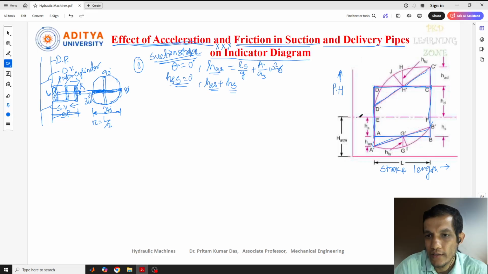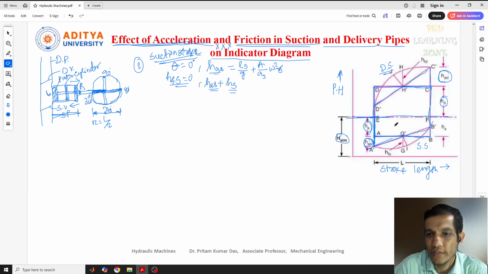If you see that one, this is our suction stroke, right? This is suction stroke, and this side is actually delivery stroke. Okay, in the suction stroke, if you see at the inlet, this is the suction head HS, and this is our delivery head, and along with that, the pressure head due to the acceleration at the suction was added here. So at the inlet, HS plus HAS will be added for the suction stroke, and that will be below this, and this is the atmospheric pressure head.